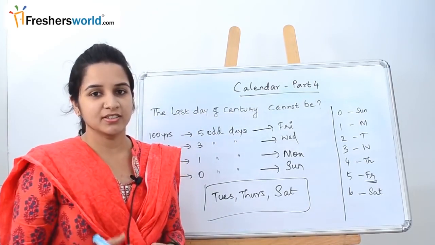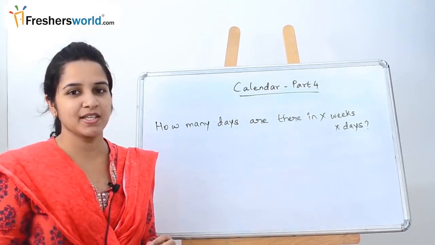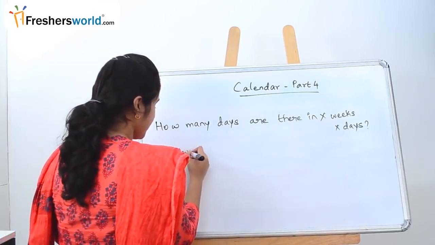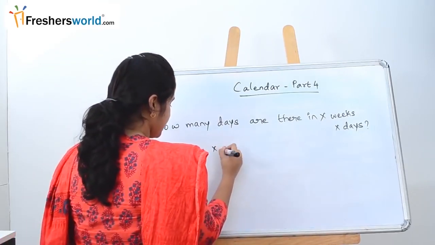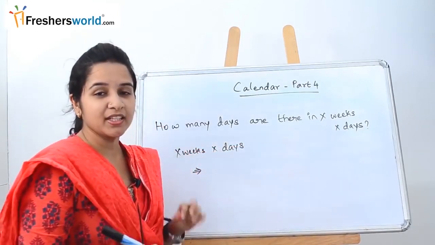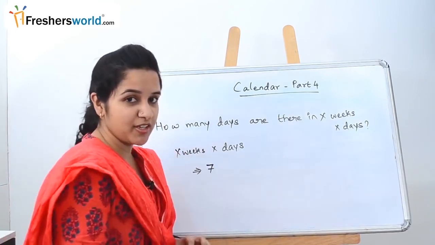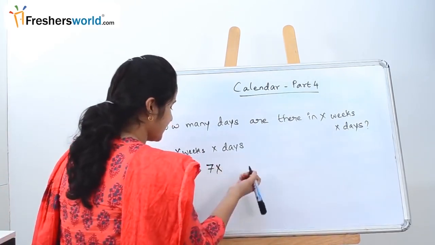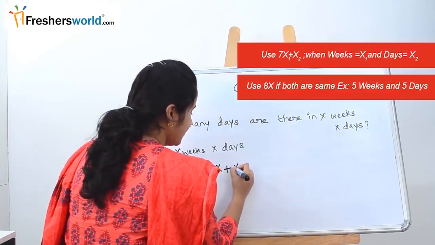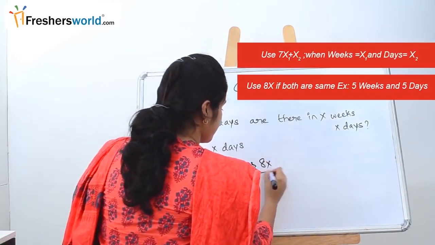Let's solve another sum. The next question is, how many days are there in X weeks and X days? Number of weeks they have given is X weeks and X days. We know that in a week there are 7 days. So 7 into number of weeks, which is X, plus the number of days, which is another X. So 7X plus X is equal to 8X.